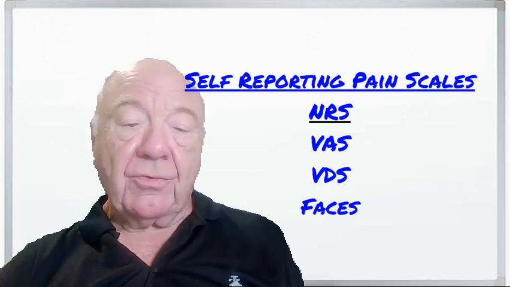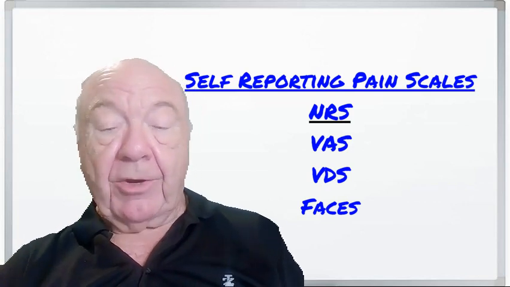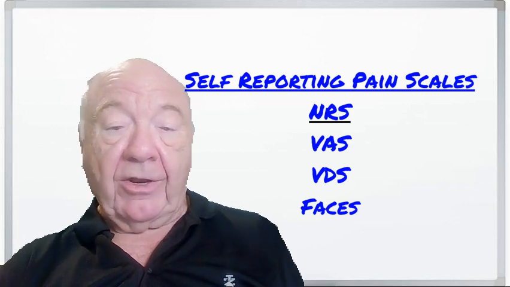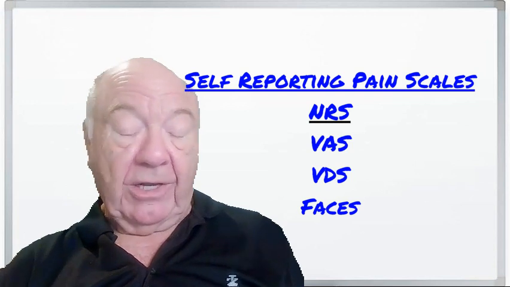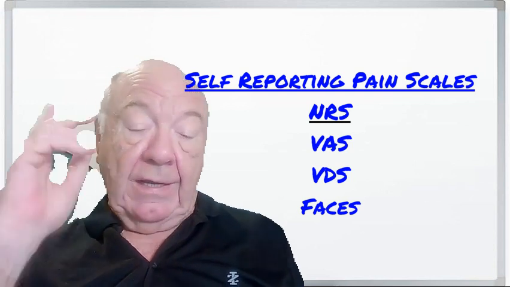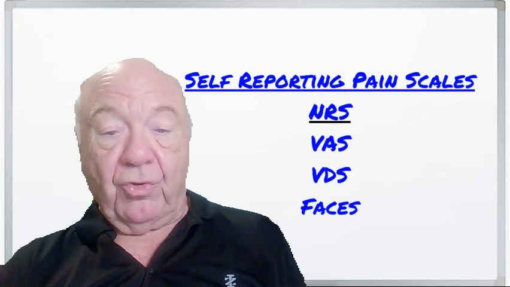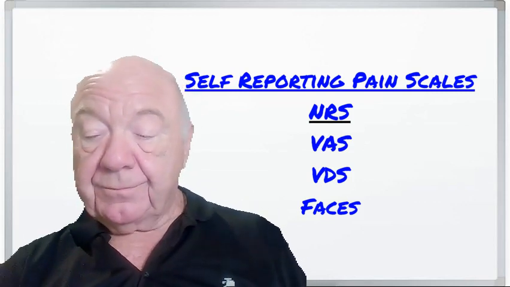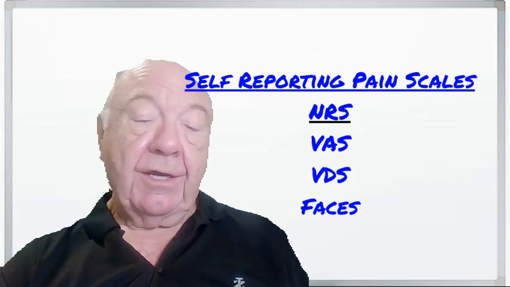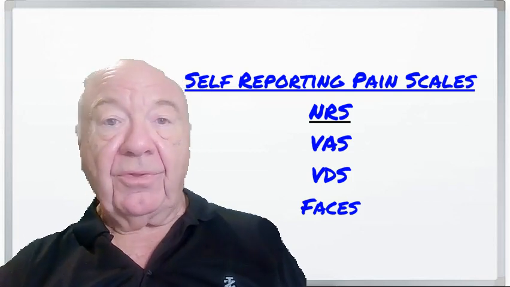The visual analog scale is the numerical scale, but now you've got it written out on a piece of paper, 0 to 10, with lines drawn or not drawn, just a line, and you ask them to put a pencil mark through where they believe their pain is. It's exactly the same.